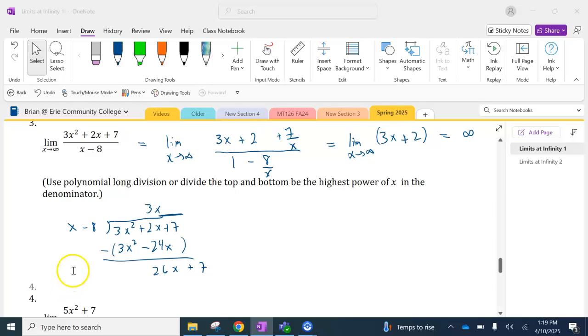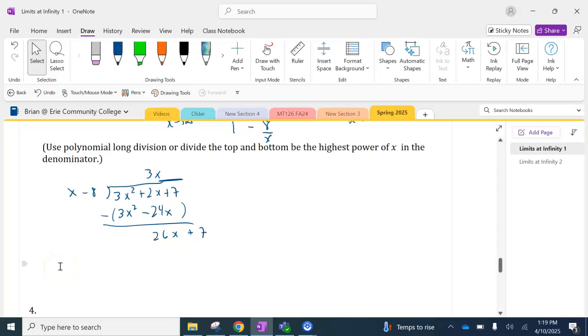And then continuing, we'd have to ask ourselves, what will we multiply x by to get 26x? All right, so then that's going to be 26. Multiplying that polynomial by 26, we're going to get 26x minus 8 times 26, and 8 times 26 is 208. That's giving us a remainder. Once we do the subtraction, we're going to have 7 minus negative 208, which comes to 215.